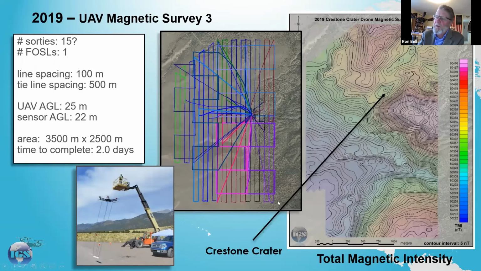And these are more than a mile long flight lines here, actually probably closer to 2. But we were able to actually improve our efficiency. So over the course of 2 days, we were able to acquire this data in a much bigger area.